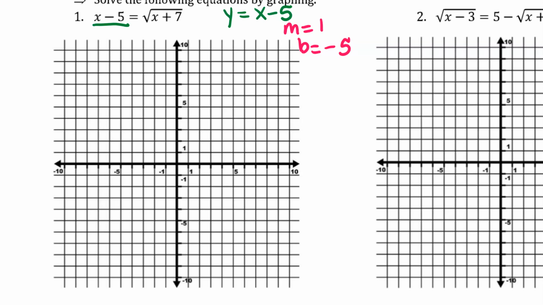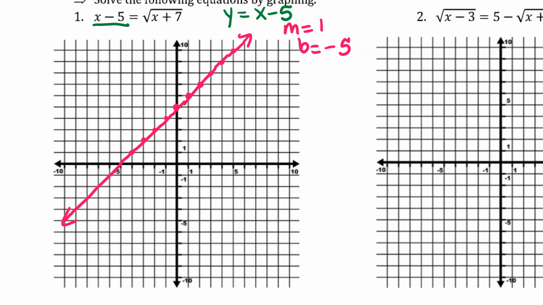So I'm going to go up to -5, and then I'm going to go up 1 over 1, up 1 over 1, up 1 over 1, right? You guys know how to do this. And I'm going to draw my line. And you can do as many up 1 over 1s as you want. It's probably a good idea to do more than like 1 or 2 because you are trying to see where the two graphs intersect. So just saying, it might be smart.